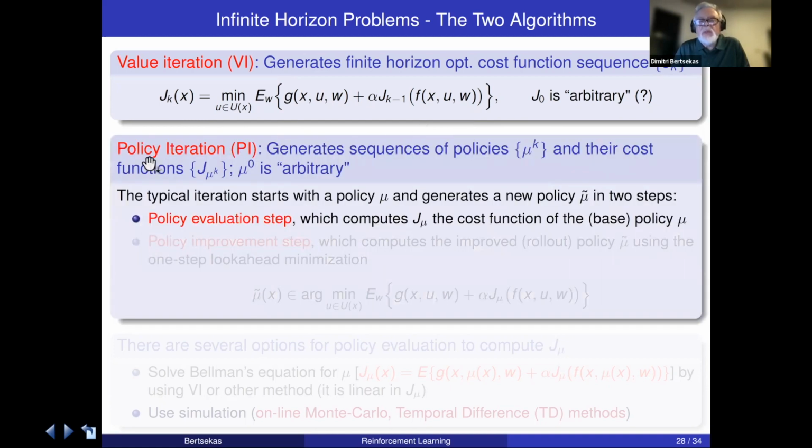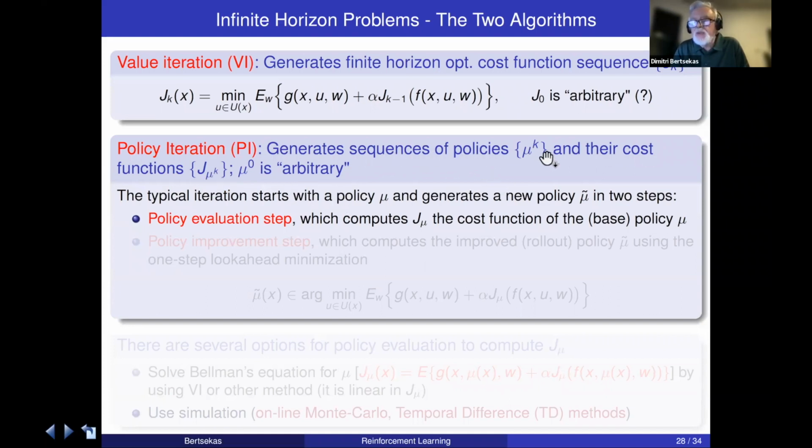The second major algorithm is policy iteration. Now, value iteration generates a sequence of value functions or cost functions. Policy iteration generates a sequence of policies, starting from some mu zero that's more or less arbitrary, with some mathematical qualification here. So from mu zero, you get mu1, mu2, and so on, and the corresponding cost functions. For a policy mu, we call J mu the cost of the policy rather than J pi, okay?